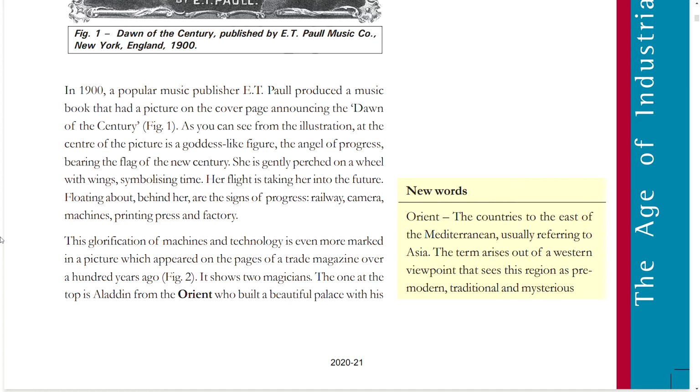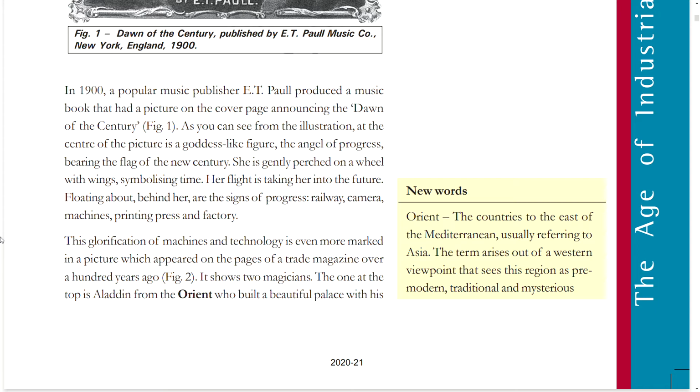New words. Orient. The countries to the east of the Mediterranean, usually referring to Asia. The term arises out of a Western viewpoint that sees these regions as pre-modern, traditional, and mysterious.